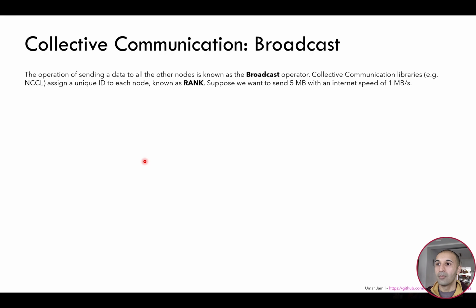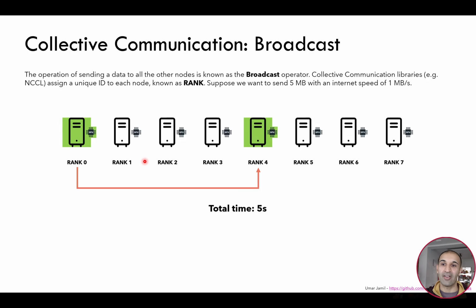So with collective communication, we introduce the first operator, known as broadcast. The operation of sending data to all the other nodes is known as the broadcast operator. Collective communication libraries like NCCL, which is pronounced Nickel, a library from NVIDIA, assign a unique ID to each node, and this unique ID is known as rank. Suppose you want to send 5 megabytes with an internet speed of 1 megabyte per second, and let's see how the collective communication would work in the case of this broadcast operation.